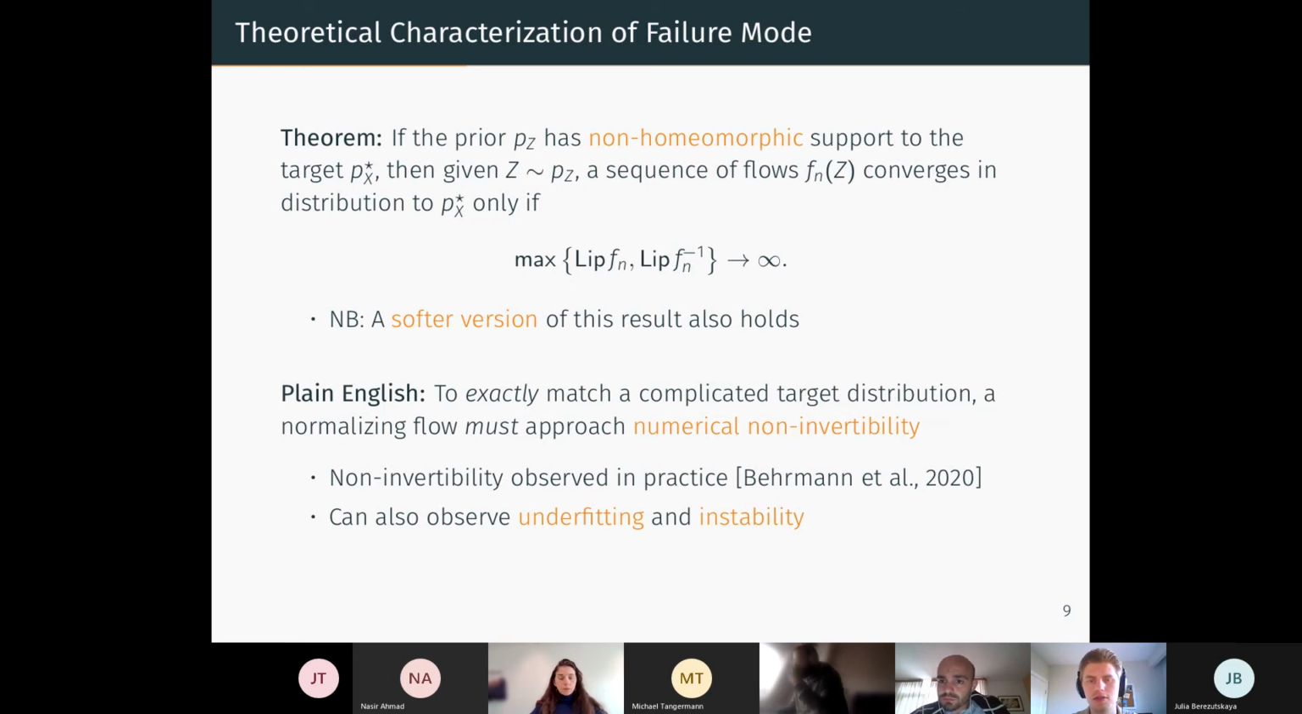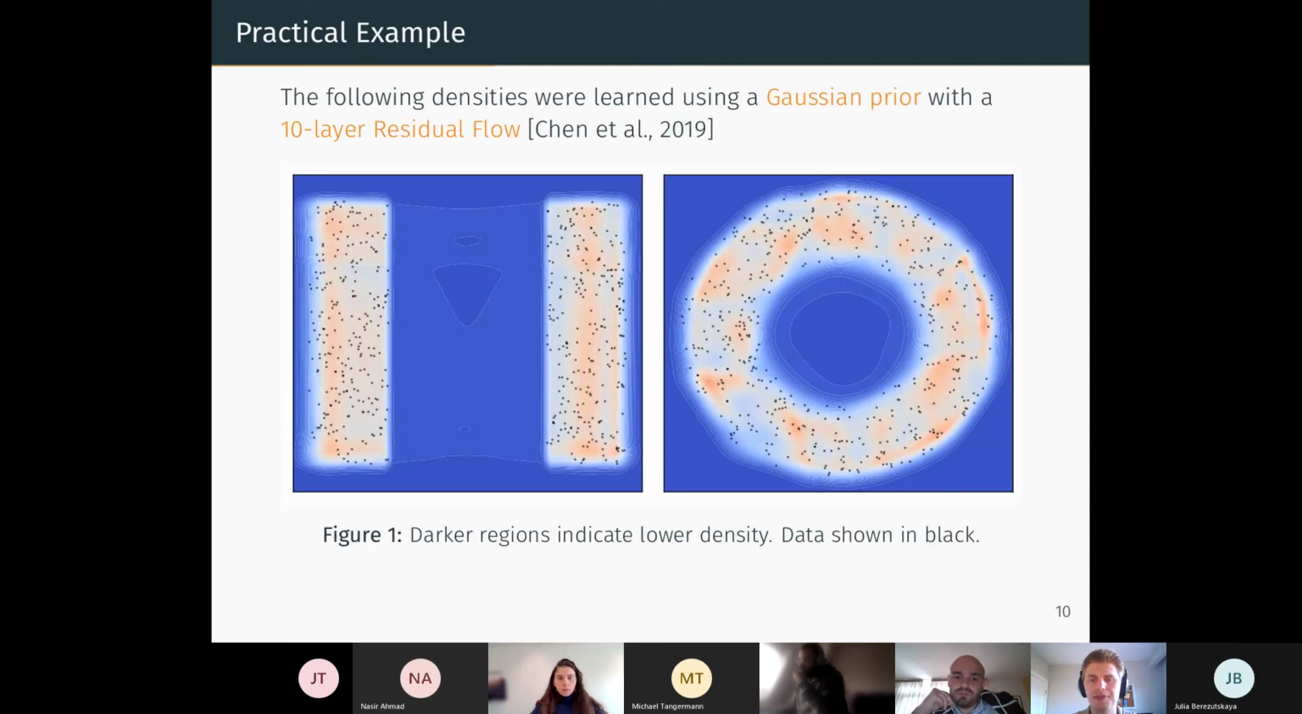No? Okay. I will proceed to a practical example. So here's the ResFlow again. We take a Gaussian prior and use 10 layers of the ResFlow, as noted before. Here we're trying to learn two densities, so we only have access to the data. On the left, you have two uniform rectangles that are well separated. And then on the right, you have an annulus distribution, again uniform along the annulus.